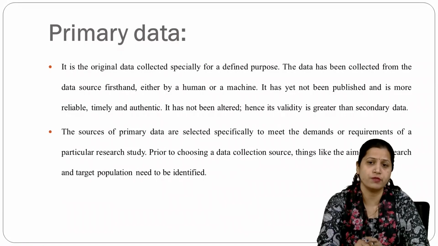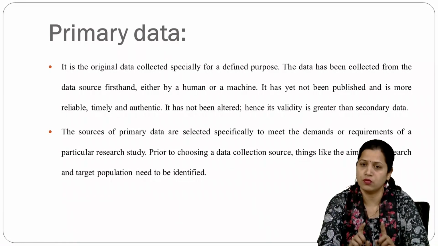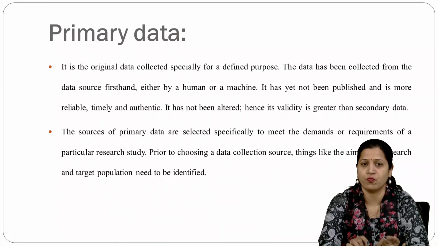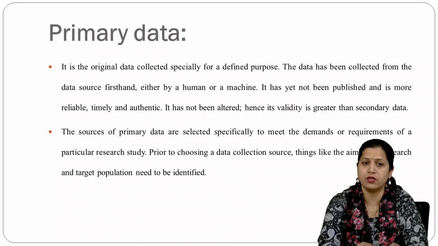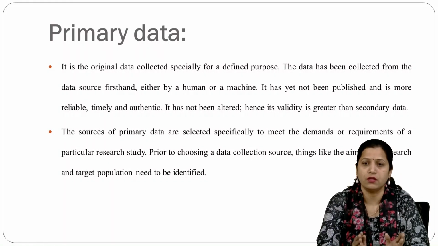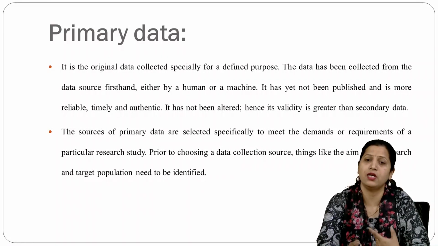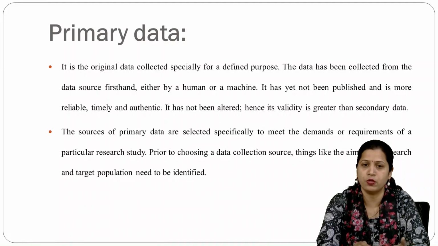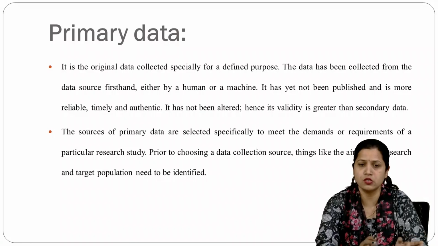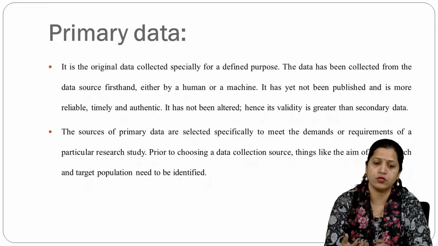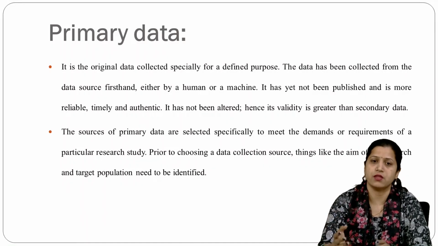It has not yet been published and is more reliable. This is also very important. It has not been published anywhere yet, and this data is the most reliable, most timely and authentic, and it has not been altered, hence its validity is greater than secondary data. If we compare secondary data and primary data, the validity of primary data is greater, because it has not been altered. The sources of primary data are selected specifically to meet the demands of the requirements, like what we want to research, what we want to know. On that basis, the data can be gathered.